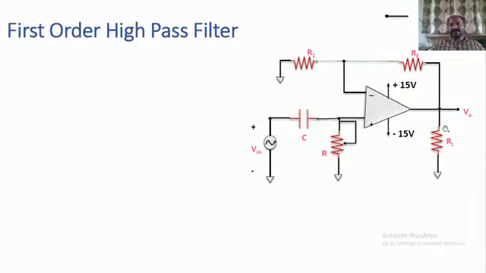Again, in order to calculate the output of the first order high pass filter, similar to the previous class, we are supposed to calculate the voltage at the non-inverting terminal of the op amp. As I told you, if you give the input voltage to the positive terminal of the op amp, that is the non-inverting terminal, then the filter is configured in the non-inverting mode. Here we are interested in calculating V0.